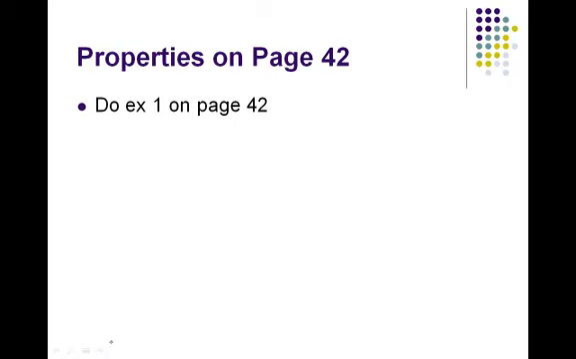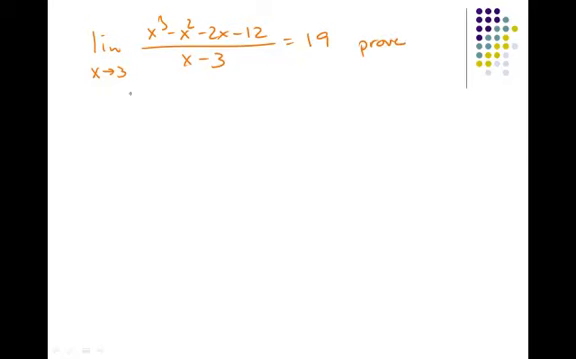So let's look at example 1 on page 42. It asks us to use the limit properties to prove that the limit as x approaches 3 of x cubed minus x squared minus 2x minus 12 over x minus 3 equals 19, and we want to prove this. You can see that if we try to plug in x equals 3, we're going to get the indeterminate form. So I can't just substitute. I can, however, use factoring to break this down into smaller pieces.